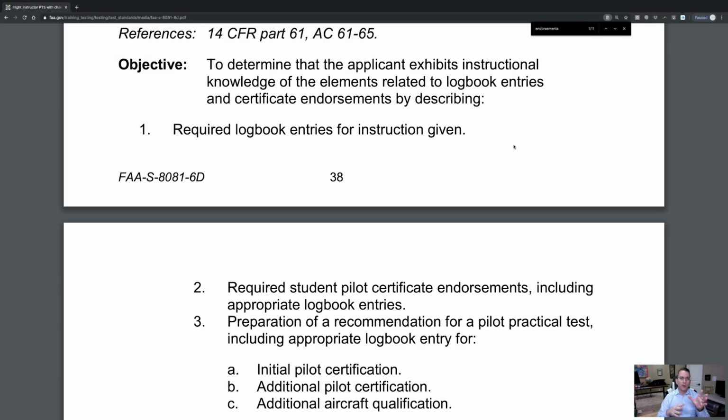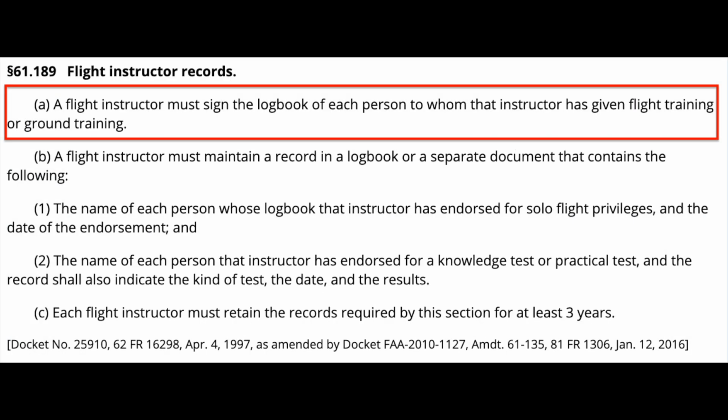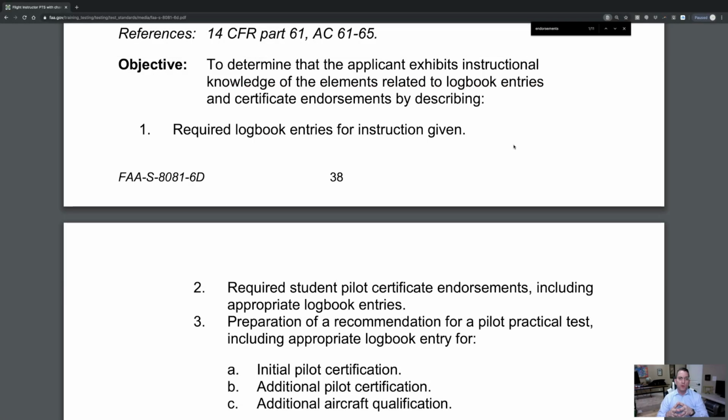But it says required logbook entries for instruction given. So whenever you give instruction, per 61.189 of Part 61, whenever you give ground or flight instruction, you have to endorse the logbook of the person that you're doing that for. So there are two regs in recap for this. 61.51 tells you how to fill out the logbook, and 61.189 says that you must sign the logbook of every person that you give ground or flight instruction to.